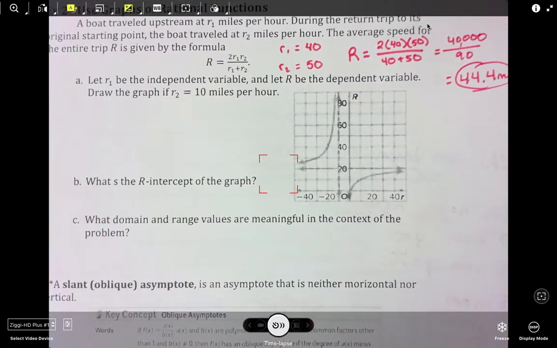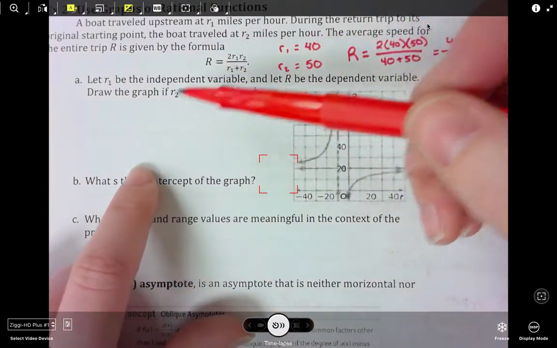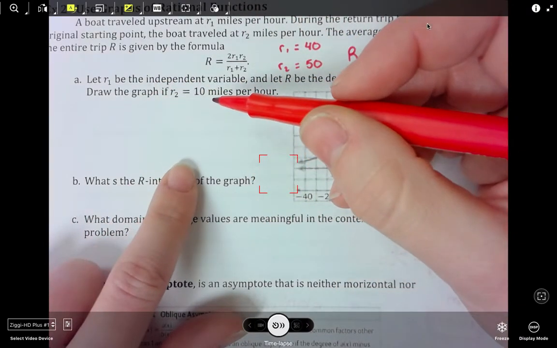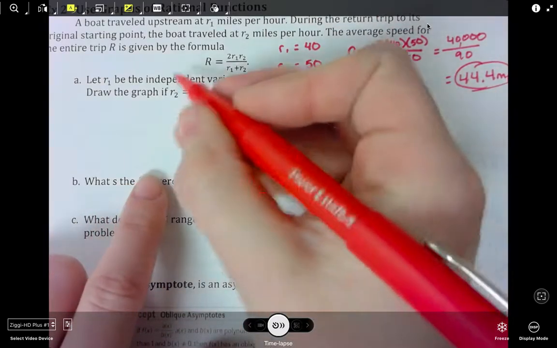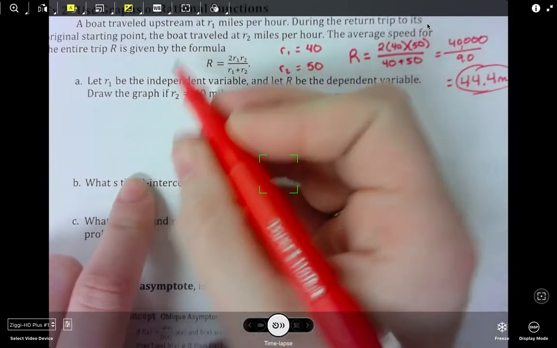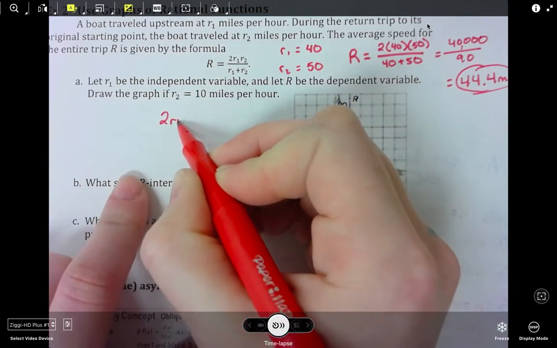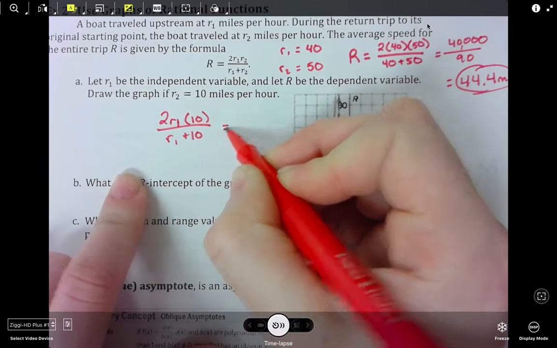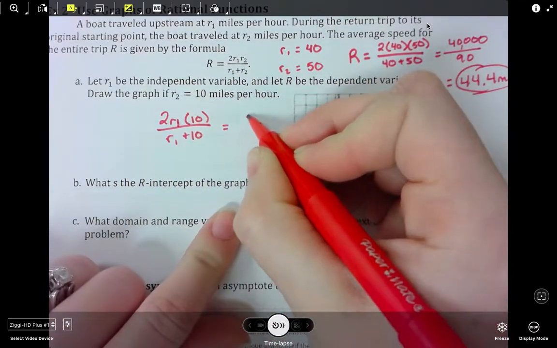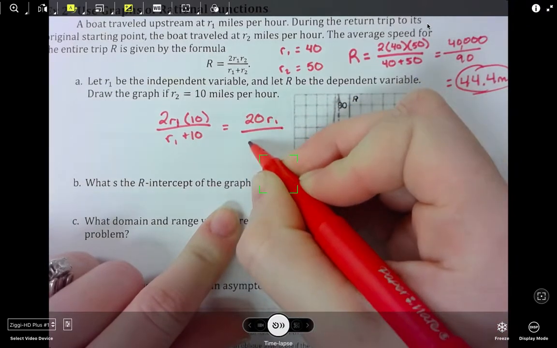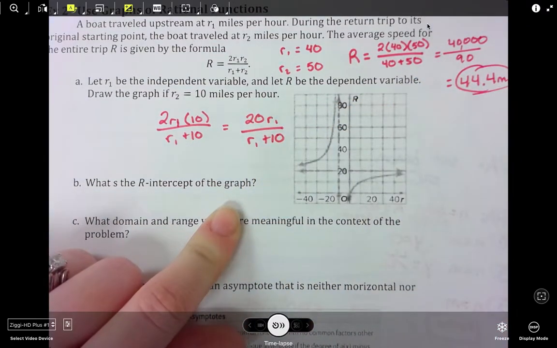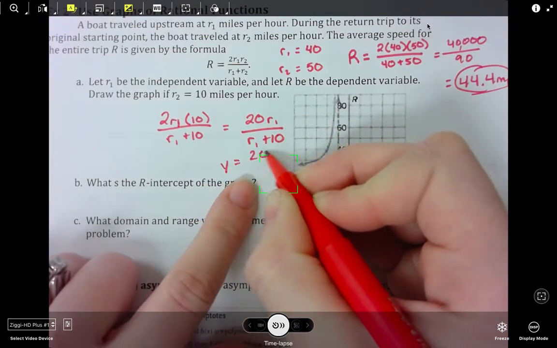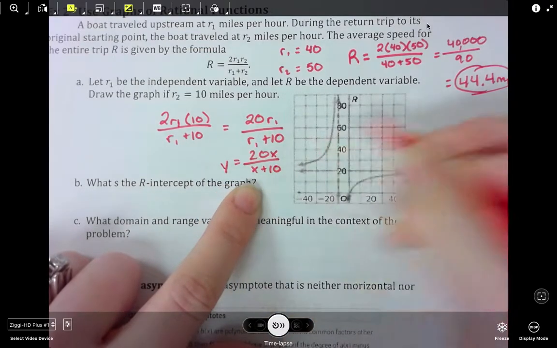But then they say, let's say that R1 is going to be your independent variable, and I know that R2 is 10 miles per hour. So they want me to plug this R2 into the equation up here. So I've got 2R1 times R2, which is 10, over R1 plus 10. This simplifies. If I take the 2 times the 10, that's 20R1 over R1 plus 10.